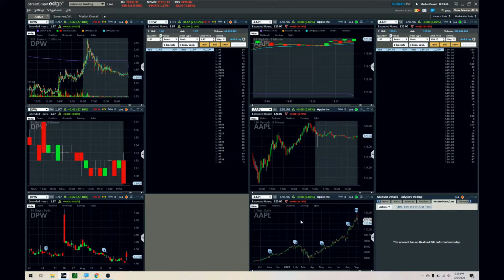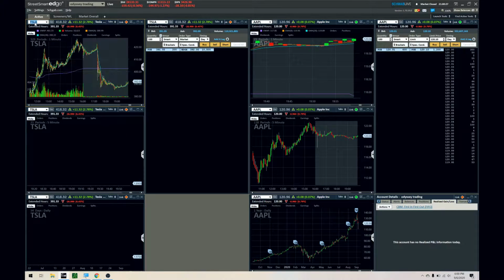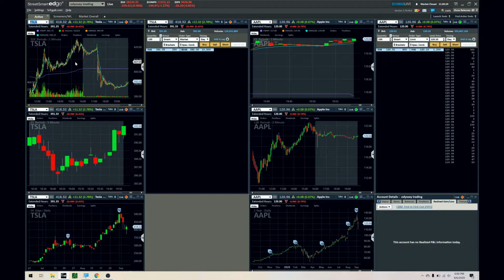So typically, the way I usually use StreetSmart Edge is on a day trading basis. I am a day trader, so I typically deal with stocks, and I want to show you guys exactly how my layout looks. I'm trying to keep this as simple and as easy to use as possible. On the left hand side of my screen, I have one stock, let's call it Tesla, for example. And on the right hand side, the other 50% of my screen, I'm choosing Apple.